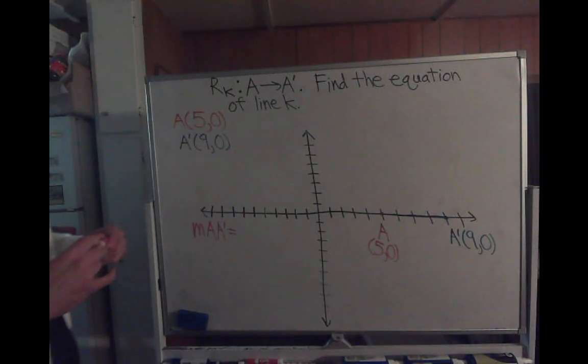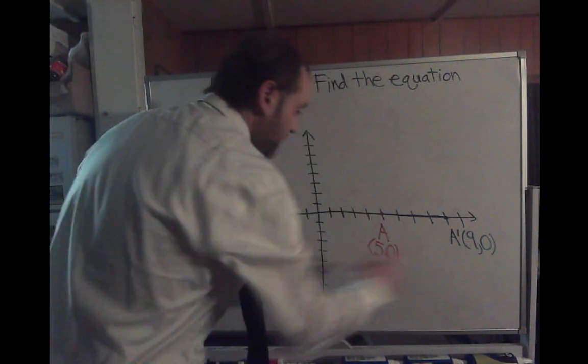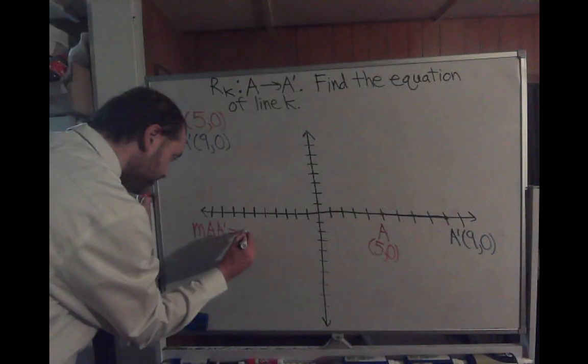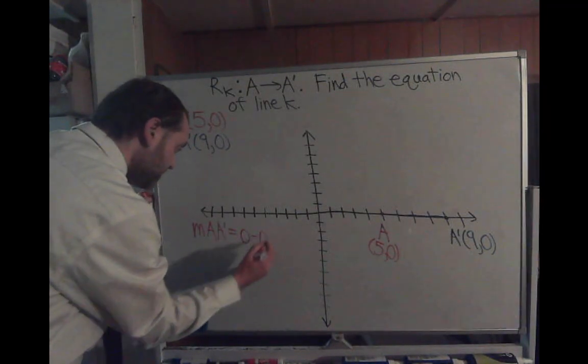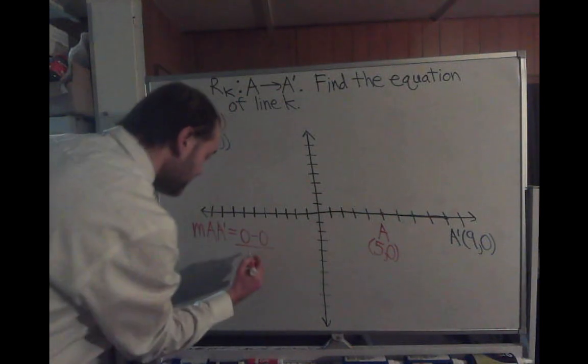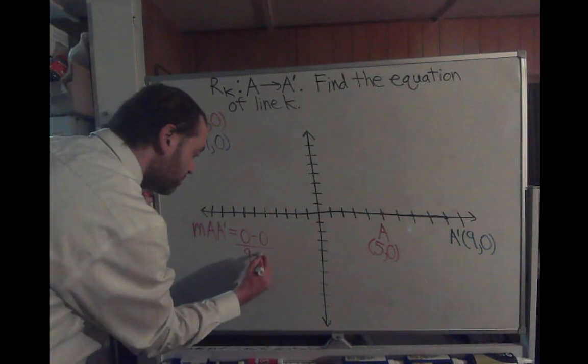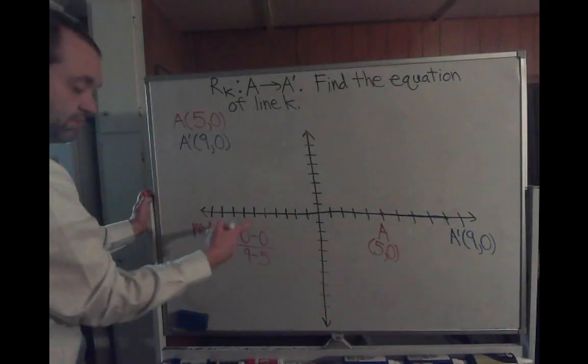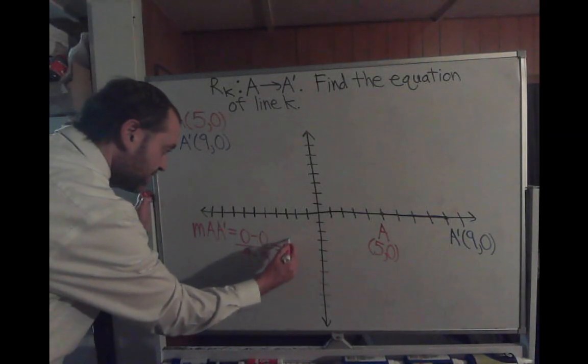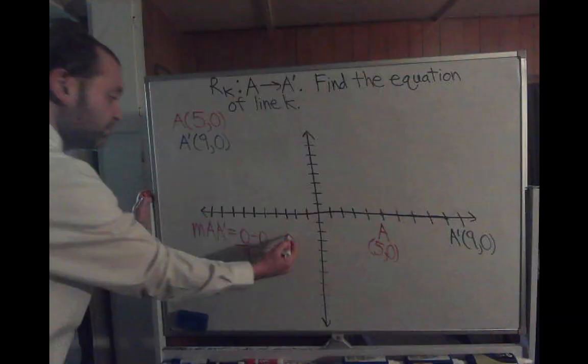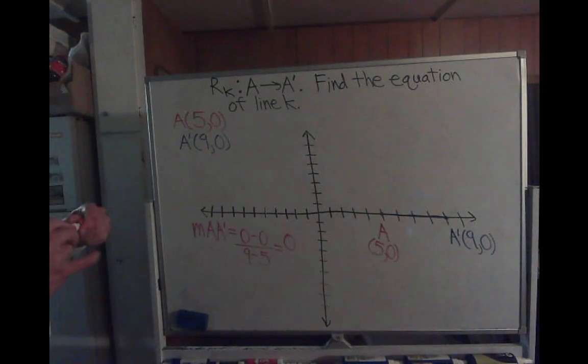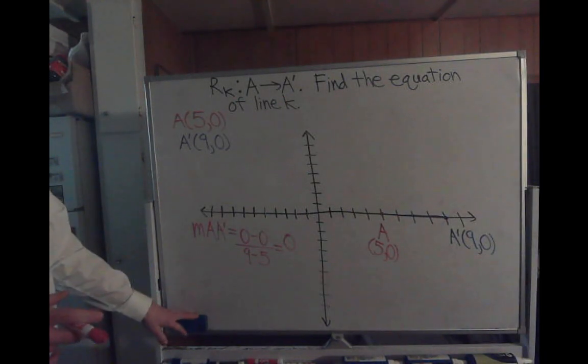So let's go ahead and find the slope of the line segment AA prime. Well, of course, to find the slope, we'll take the y2 of 0 minus your y1 of 0 over your x2 of 9 minus your x1 of 5. Well, that'd be 0 over 4, which would give you 0. Your slope is 0, right? Okay. That's great. So we found the slope to be 0.